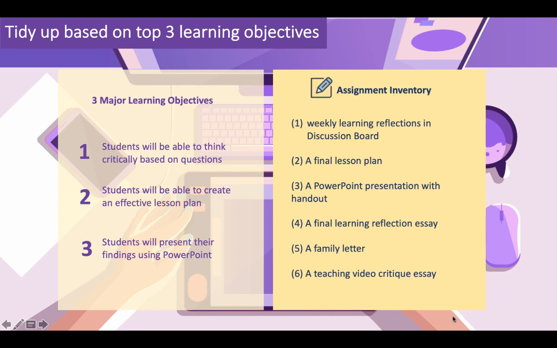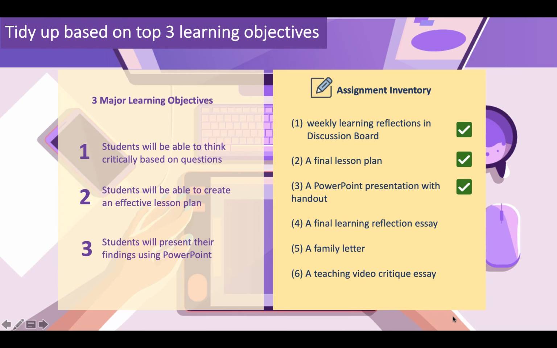So what you can do here is let's compare all these 6 assignments with our top learning objectives and do some cleaning. So the first one, weekly learning reflections in discussion board. Yeah, it's reflection. It taps into their ability of thinking critically. So it matches number 1 pretty well. So let's keep that one. A final lesson plan. Yeah, it matches learning objective number 2. Let's keep that one. And a PowerPoint presentation with handout. Yeah, it matches learning objective number 3.